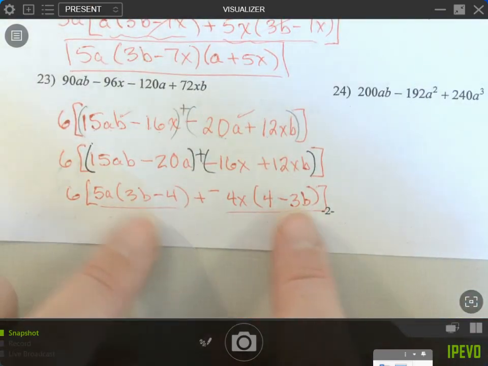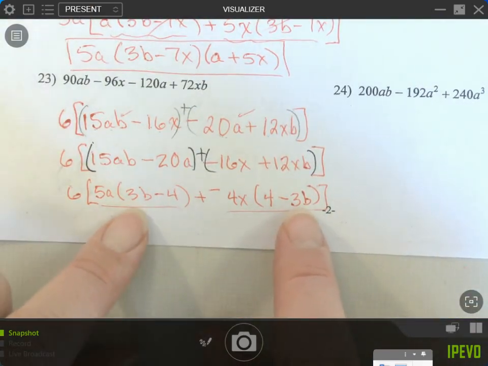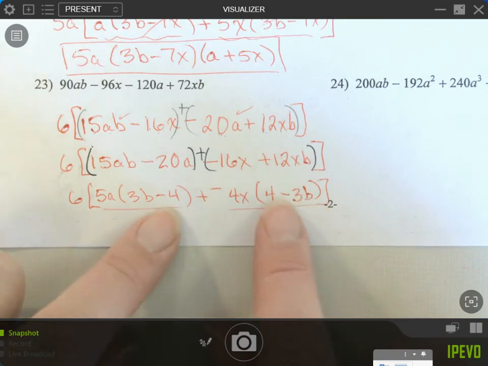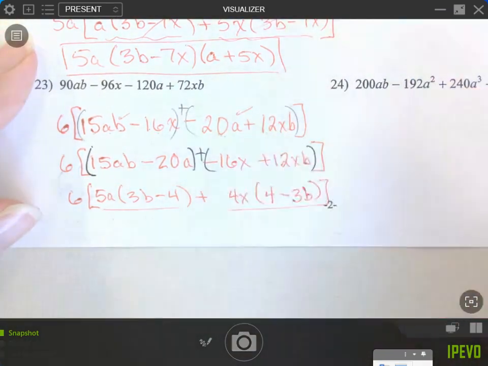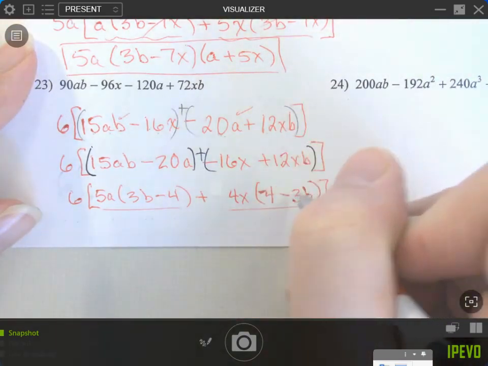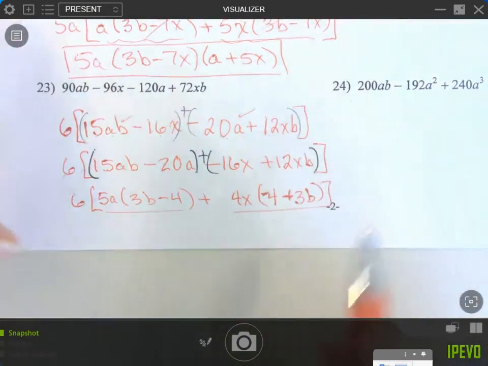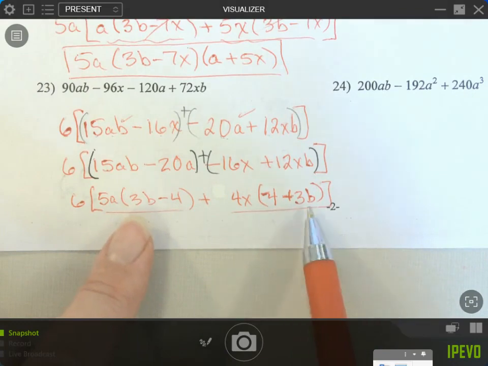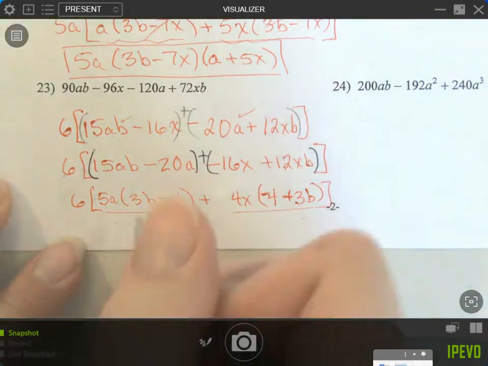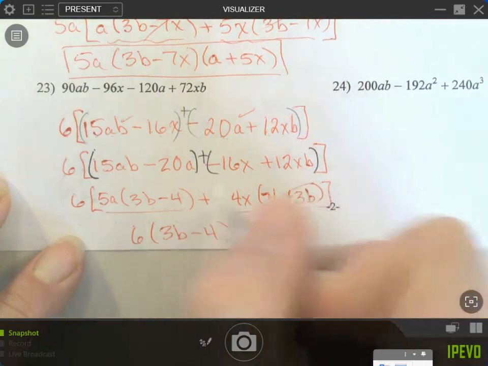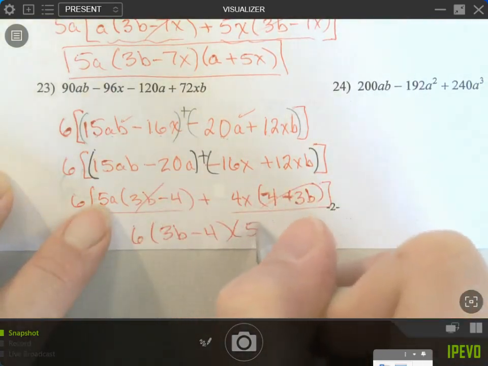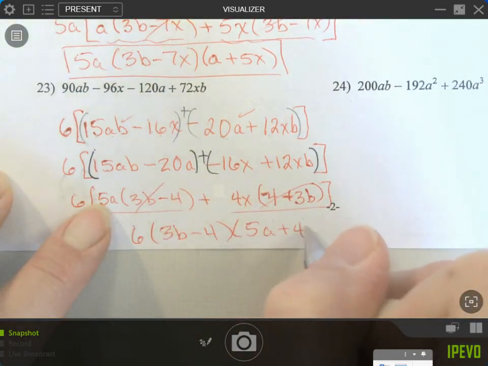No, they're out of order, but the problem is I have a 3B and this one's negative, and here I have a negative 4. So this is one of the times where I don't want to take out the negative sign because I want this to stay a negative and not a positive. So it's out of order, but you see they're the same thing. So keep my 6. What they have in common is 3B minus 4. Take that out, and what's left is 5A plus 4X.